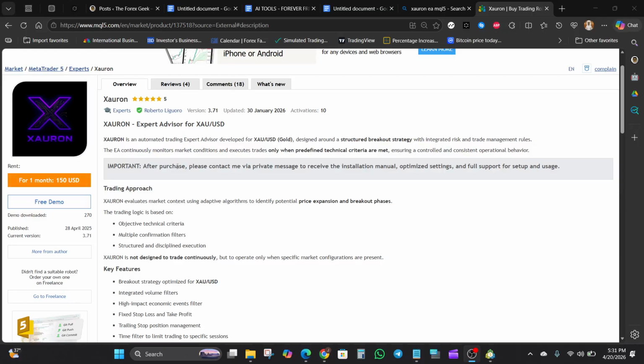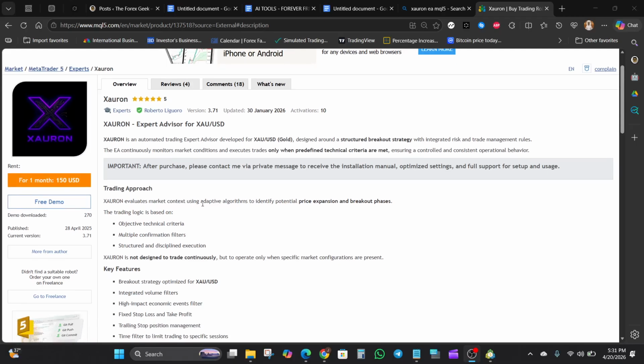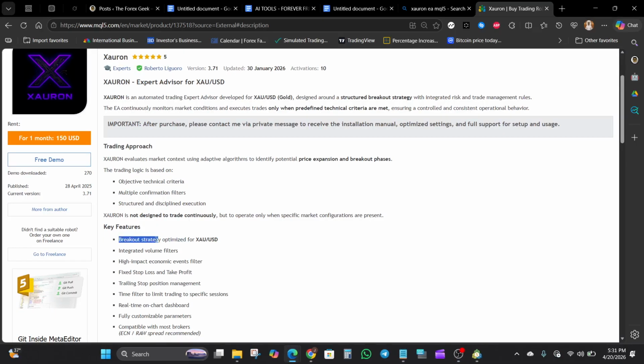Right now I'm on the MQL5 marketplace, and as we can see, the XAURON EA is currently available for rent starting at 150 US dollars per month. Now, from the description, we can see that this EA is built around a structured breakout strategy. It has a breakout strategy optimized for XAUUSD, right?